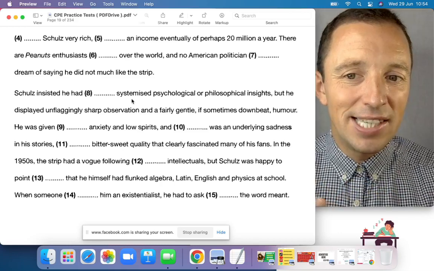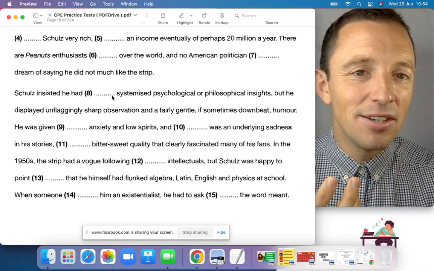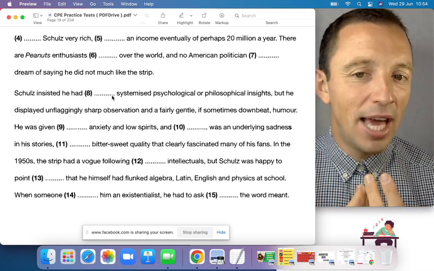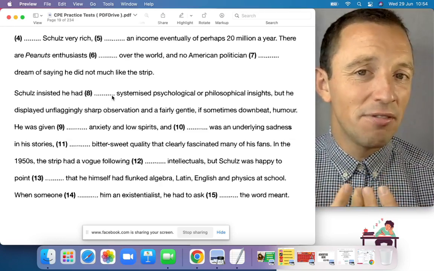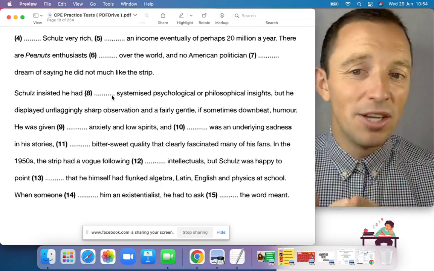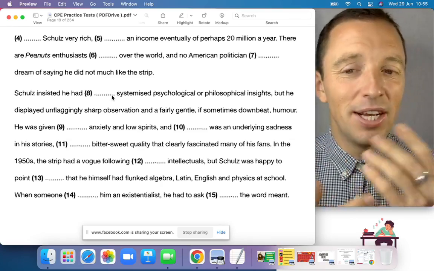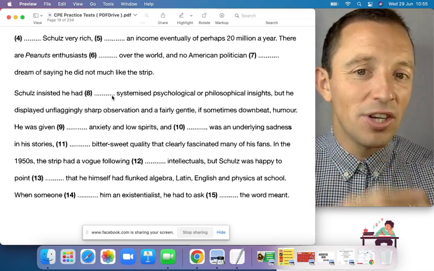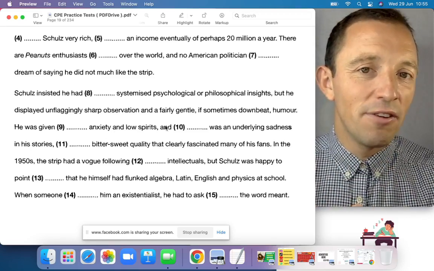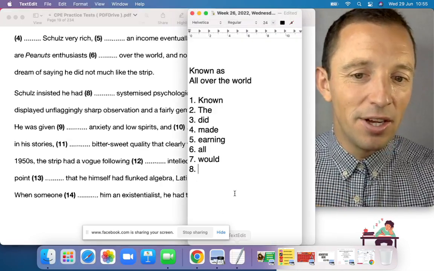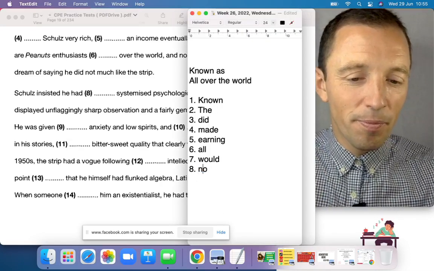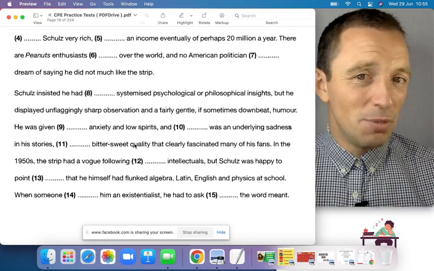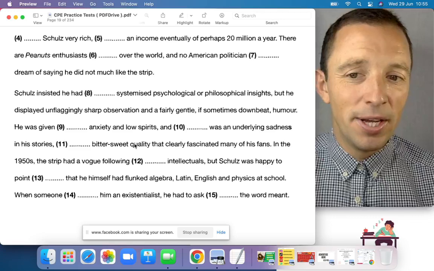So he insisted he had, no, I think it's just negative. He had no psychological insight or no philosophical insight. It was just very simple. So he insisted it was very simple. Therefore, it was not complicated. Therefore, no psychological insight or no philosophical insight. So I think it's just a negative no. And maybe you have a different opinion. Maybe you are right. But for me, that seems to be the most obvious answer at the moment.